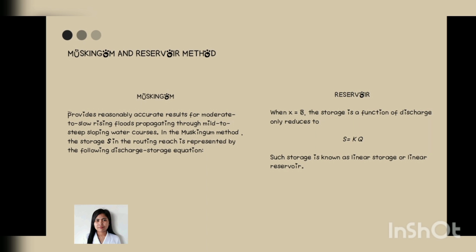It has been found that the value of M varies from 0.6 for rectangular channels to a value of about 1.0 for natural channels. Reservoir method. When X is equal to 0, the storage is a function of discharge only and reduces to S is equal to KQ, wherein the coefficient K is known as the storage time constant and has the dimensions of time. It is approximately equal to the time of travel of a flood wave through the channel reach. Such storage is known as linear storage or linear reservoir.